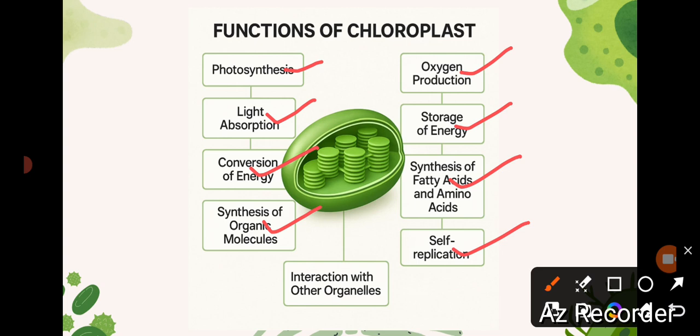And next is the interaction with other organelles. Chloroplasts work closely with the mitochondria to balance the cell's energy needs. One produces glucose and the other releases the energy from it. So this is all about today's class.